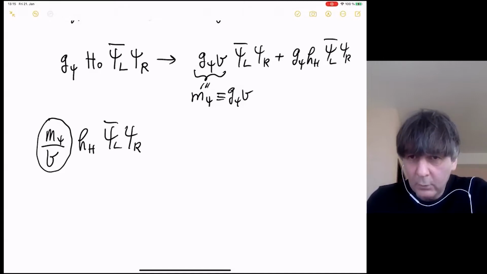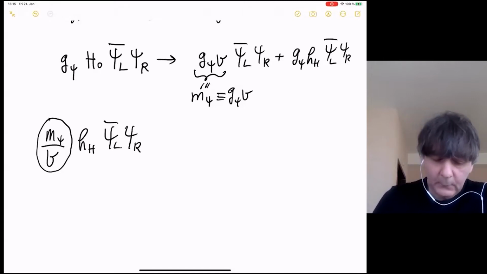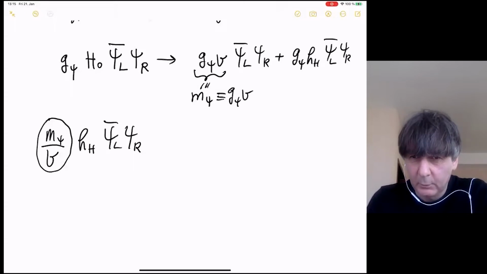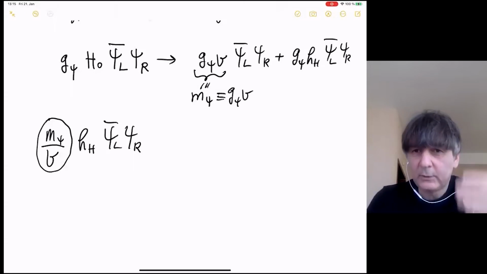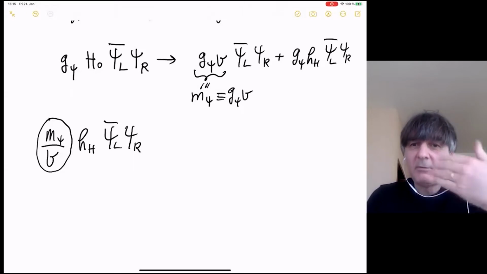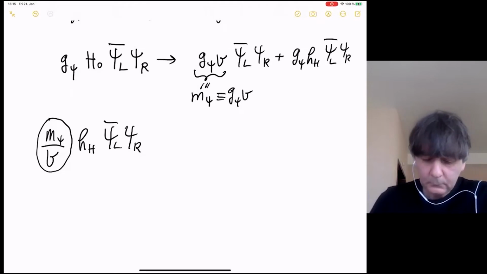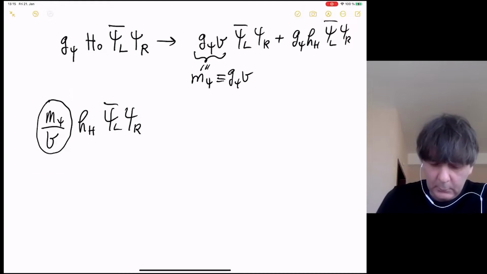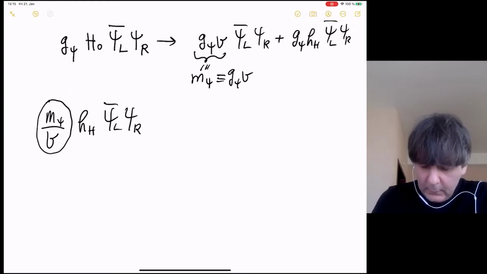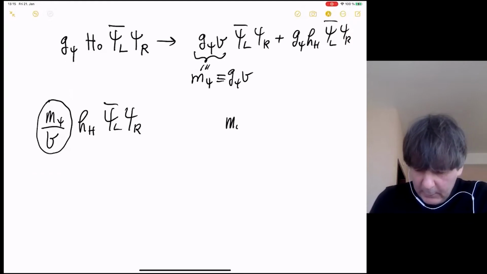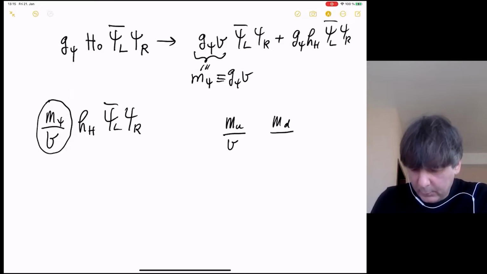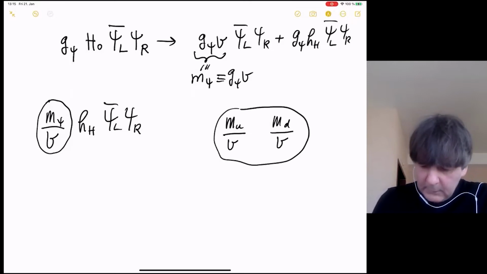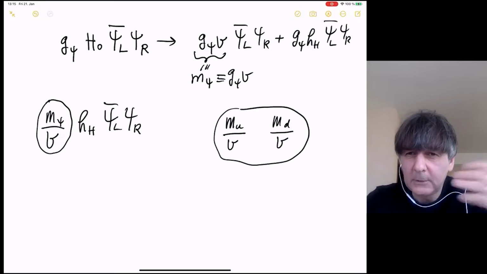However, we have to remember that this is a fundamental mass of the fermion, a mass of an elementary fermion at the fundamental level. So, for example, the Higgs coupling to the up quark would be proportional to the mass of the up quark. Coupling to the down quark would be proportional to the mass of the down quark, and so on. Now, let's think what kind of gravity this would mediate.